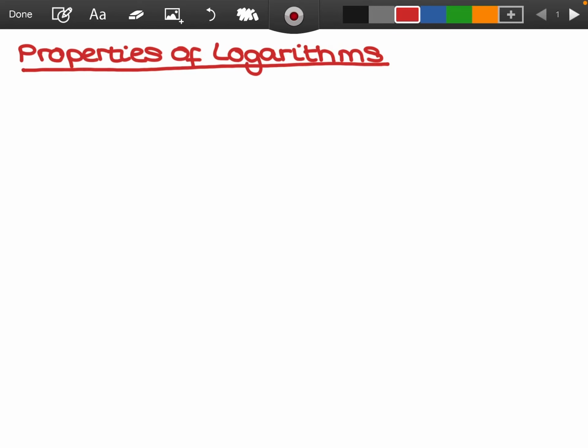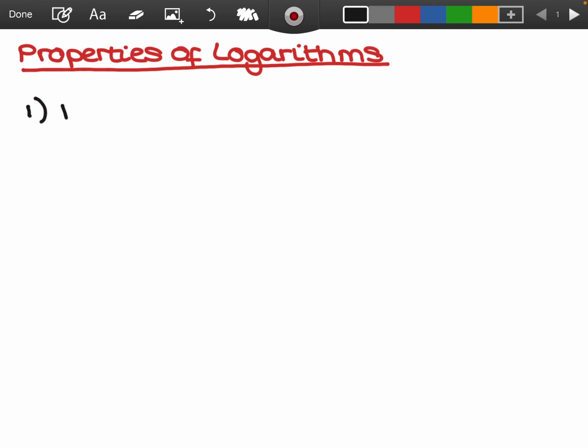In today's video, we're going to look at the properties of logarithms and using these in order to rewrite some of these logarithm functions so that they are easier to calculate. So I'm going to go through the 6 different properties that we have of logarithms.